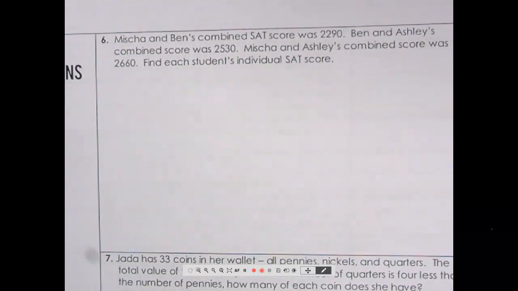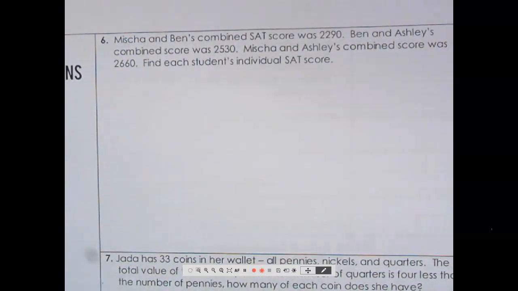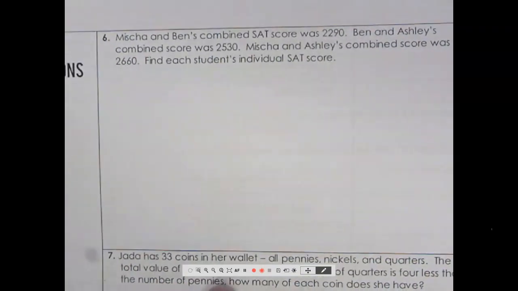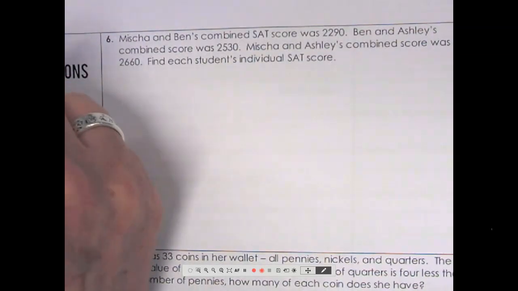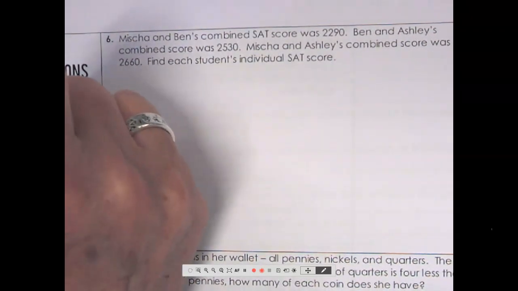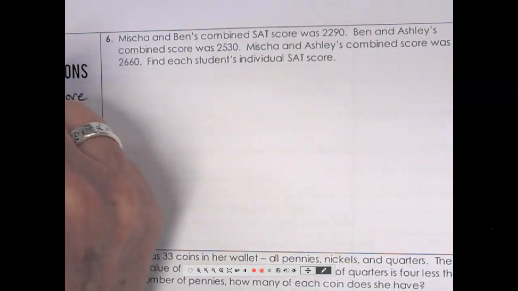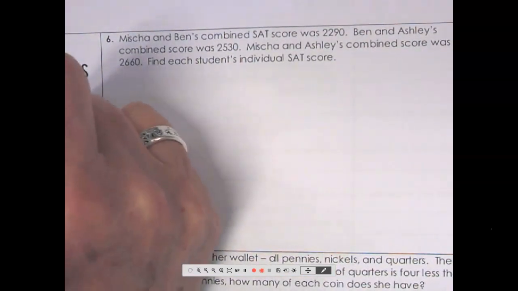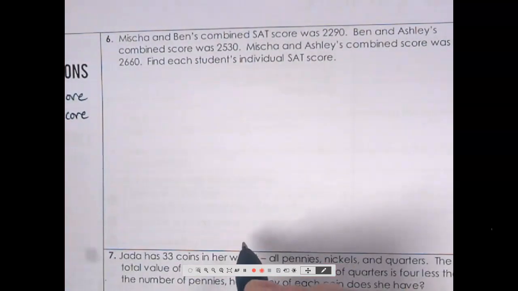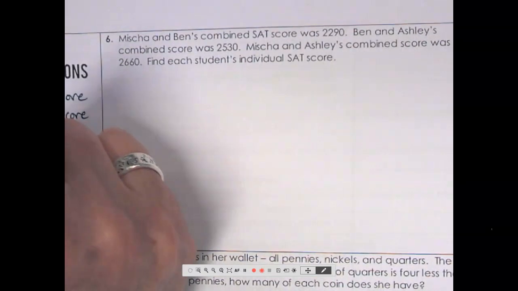Misha and Ben's combined SAT score was 2290. Ben and Ashley's combined score was 2530. Misha and Ashley's combined score was 2660. Find each student's individual SAT score. What do our variables need to represent? Each person's score. Okay, so X, we'll go with Misha. Y, we'll go with Ben's. And Z will be Ashley's.